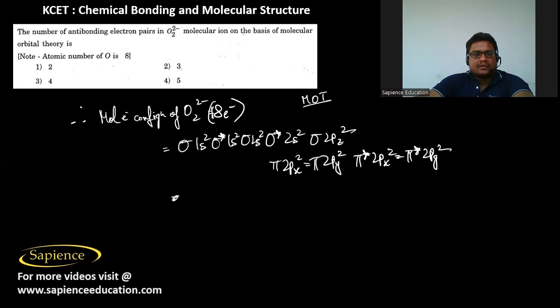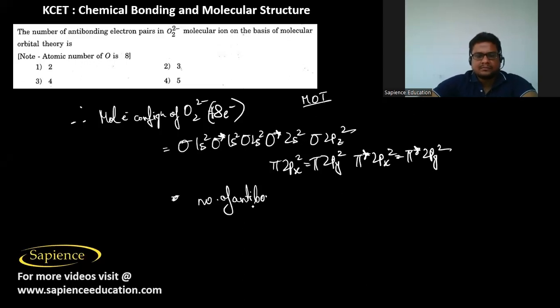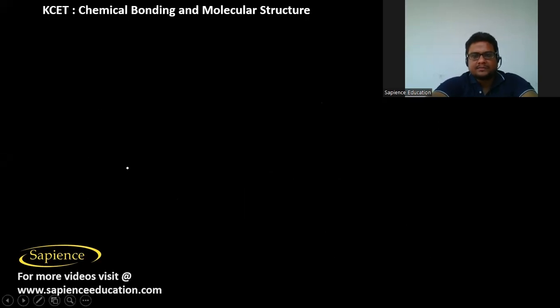So now here it is told to find the number of antibonding electron pairs. So the number of antibonding electron pairs to find will be equal to 1, 2, 3, 4. 4 antibonding electron pairs are there. So option 3 is the correct answer.